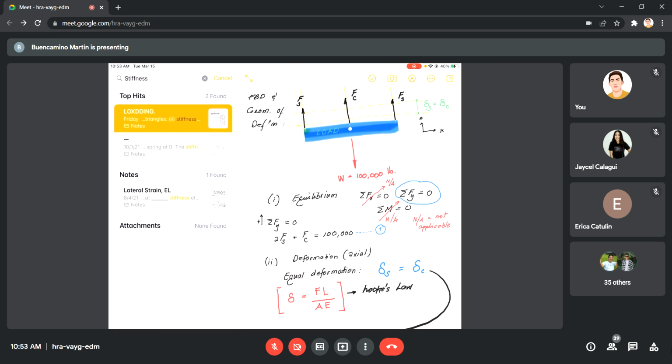So if you can recall Hooke's law, the famous equation of Hooke's law is delta is equal to FL all over AE.